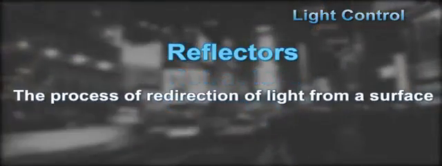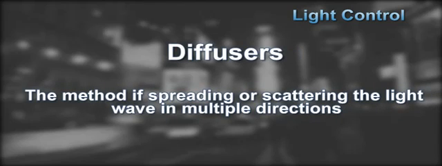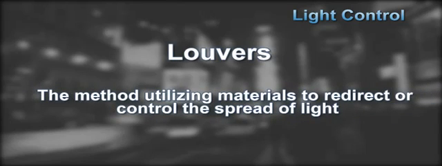A reflector is the process of redirection of light from a surface. Refraction is the bending of light waves. Diffusing is the method of spreading or scattering the light wave into multiple directions. And louvers is the method utilizing slatted material to direct or control the spread of light.